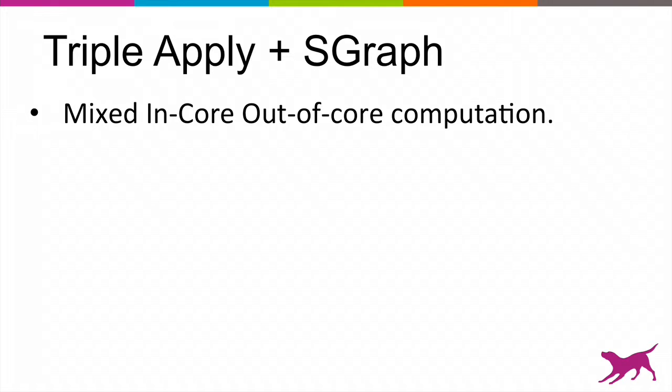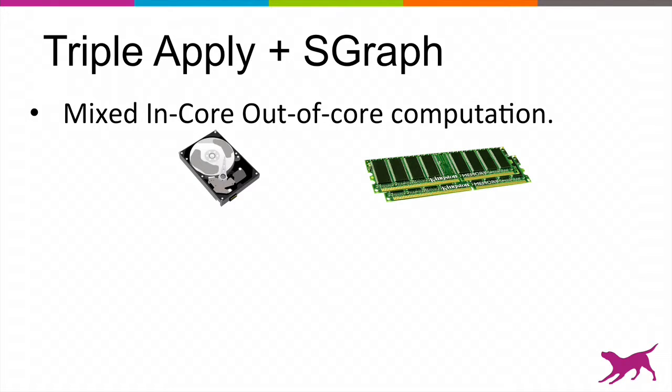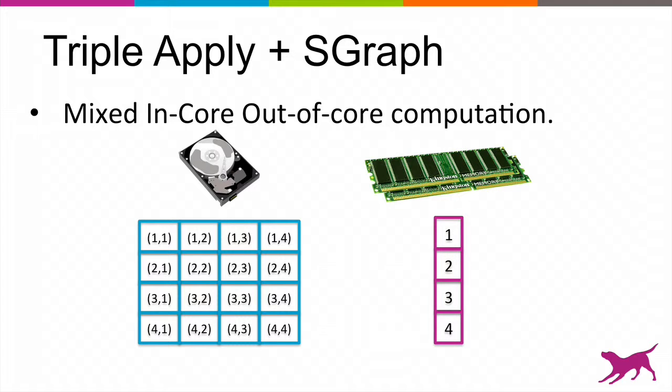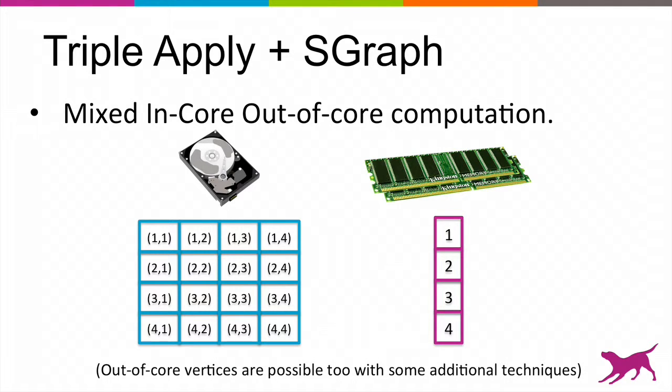Okay, and we do this by having a mixed in-core, out-of-core computation. We have the edge list in our sharded format on disk, and we have the vertex page ranks in memory. If we sweep over the edges in a Hilbert curve ordering, we get really good cache access patterns in memory as well. There are ways to do this with out-of-core vertices carefully with some additional techniques, which we're not going to cover here.